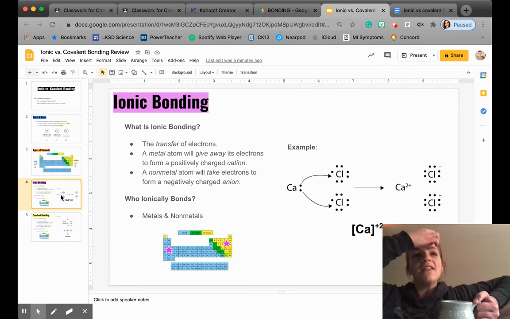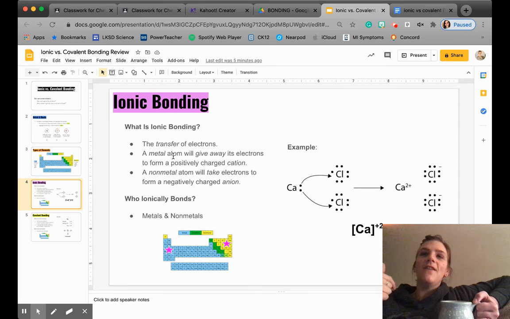So ionic bonding is the easier of the two because all we're doing is transferring electrons, literally taking one from one atom and giving it to another atom. And that transfer allows both atoms in the bond to have their full octet and to become stable. We have a little bit more details to go over, though.